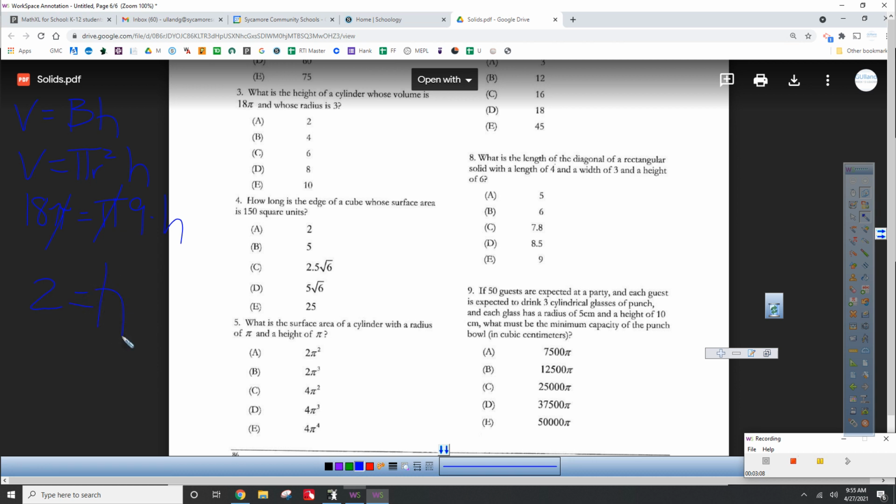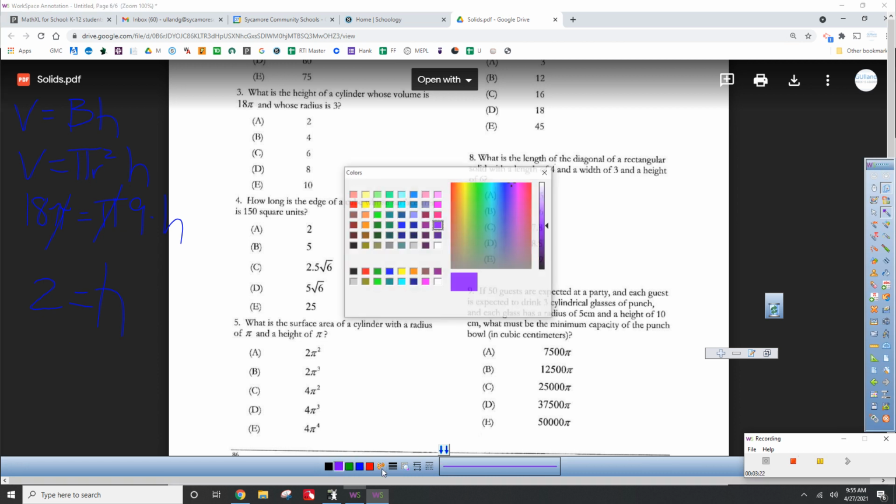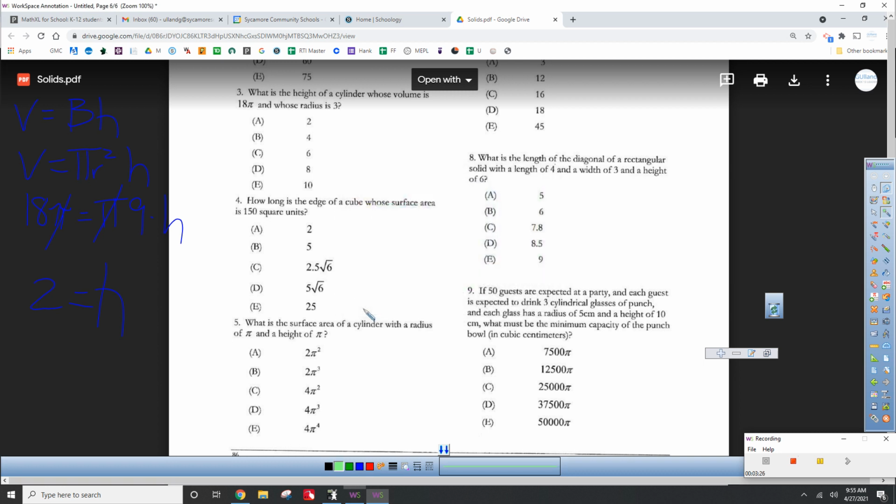Okay? What is the surface area of a cylinder with radius of pi and a height of pi? Well, that's annoying. Purple's annoying too. Let's brighten up our day. Alright, so what's this thing made of? It's made of 2 circles and a rectangle. Oh yeah. Alright, yeah. Number 4.